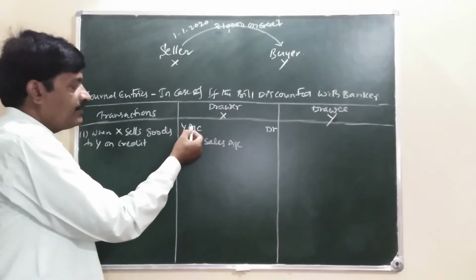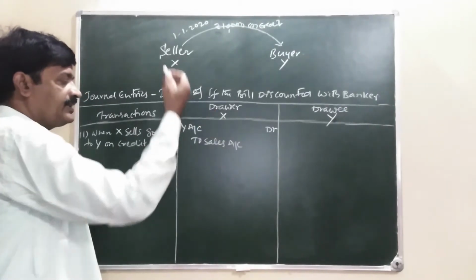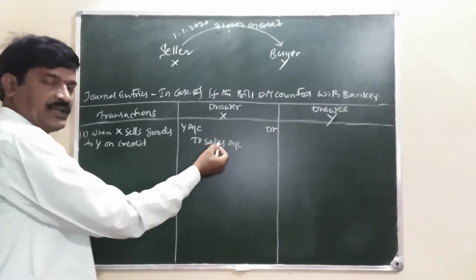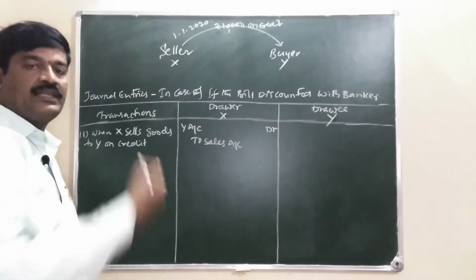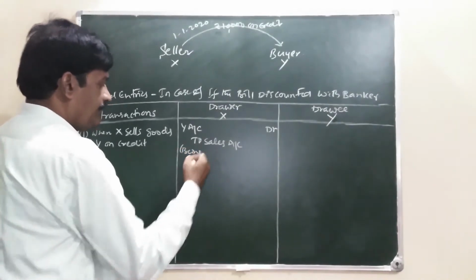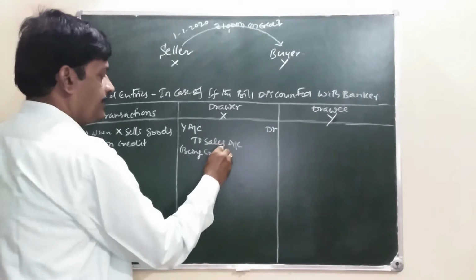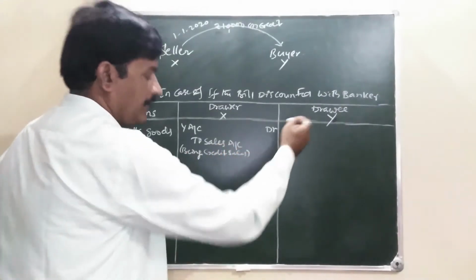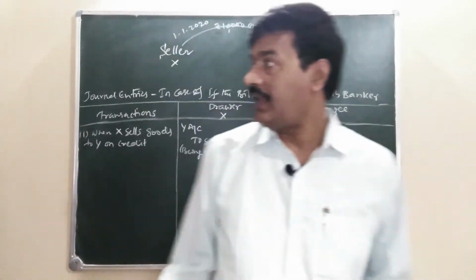Y is a debtor. Debtor balance is increasing. On the other side, our income is also increasing. Being credit sales.